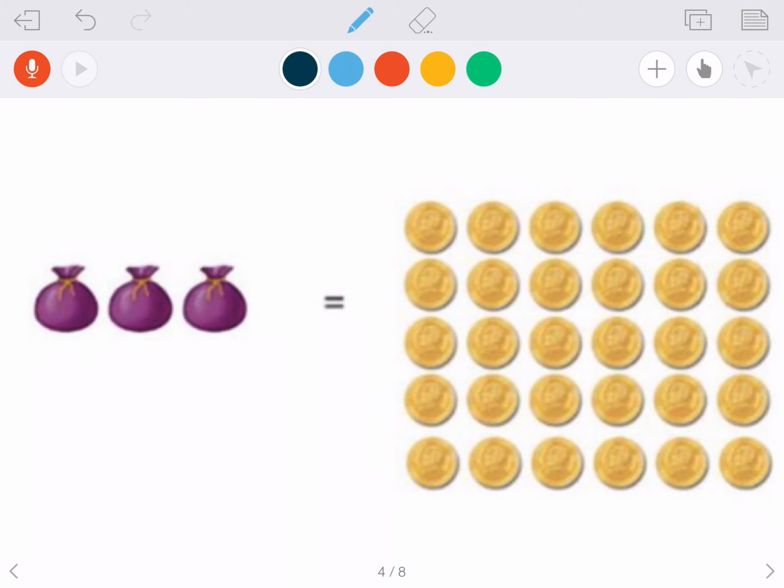Hey math friends. So what we're going to talk about today is one-step equations, and we're going to introduce that by doing something that you guys know how to do very well, which is making groups of something to get equal parts. So here I have 3 bags of gold coins, and the total of those 3 bags is here. So these are in groups of 1, 2, 3, 4, 5, and there are 1, 2, 3, 4, 5, 6 groups. So there's 30 total coins in these 3 bags.